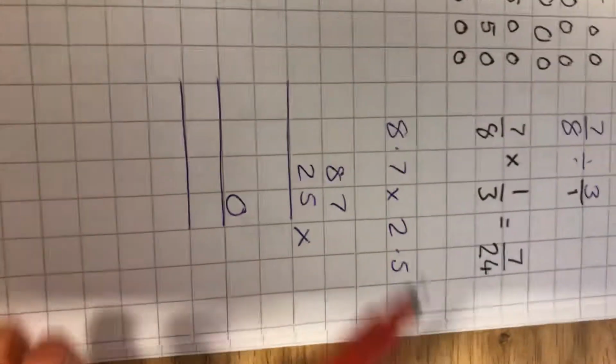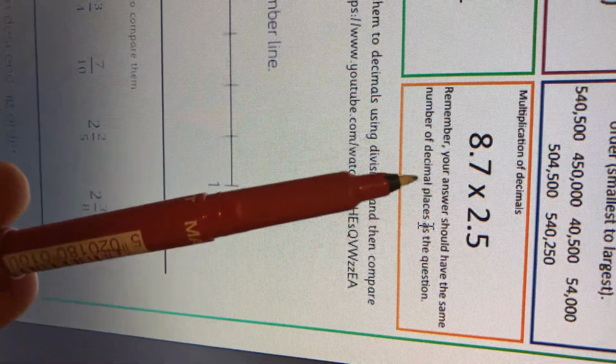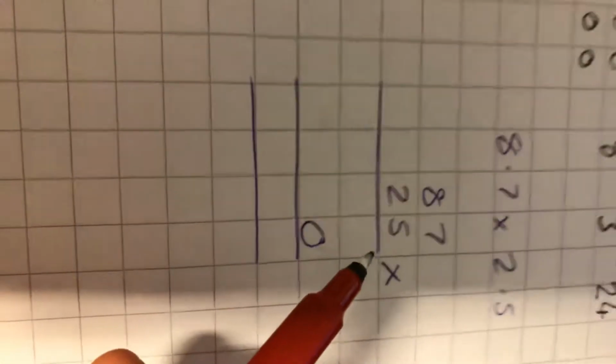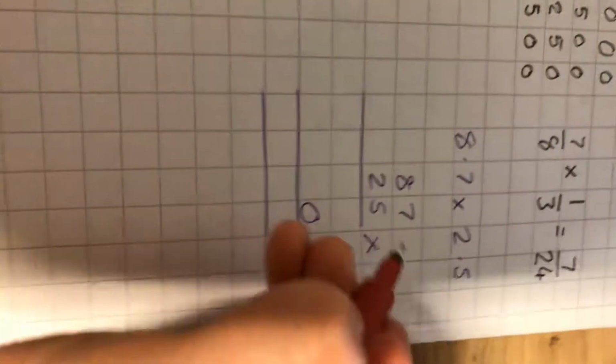Okay, and then finally, we've got the question 8.7 multiplied by 2.5. And I put a little reminder that you should have the same number of decimal places in your answer as in the question. So I'm going to start by using the long multiplication methods we've been practicing in class, timesing them as if they aren't decimal numbers, as if they're whole numbers.